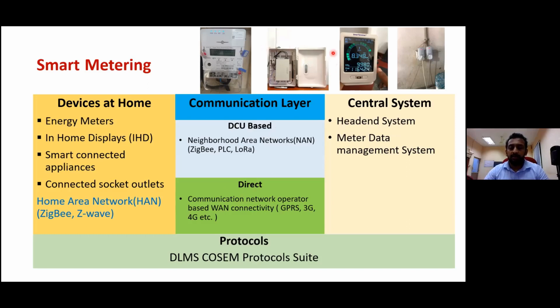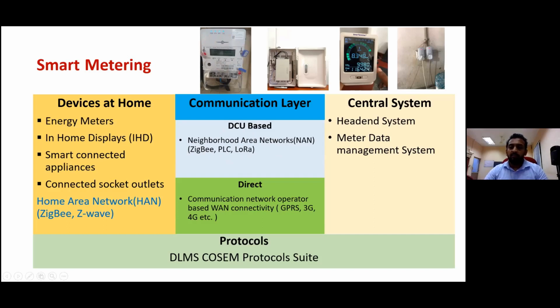Here I have shown a DCU, one of the DCUs we used in a pilot project in CEB. So in DCU based architecture, we see communication protocols like ZigBee, PLC, and LoRa. In direct communication, the meter has a communication module, a GPRS or 3G or 4G type communication module inside the meter, and through that module it is going to be connected to the central system.